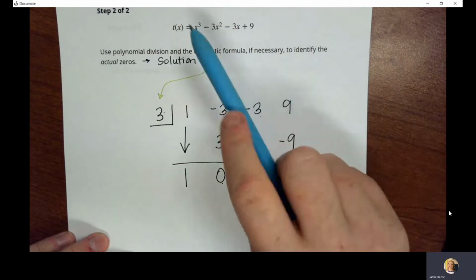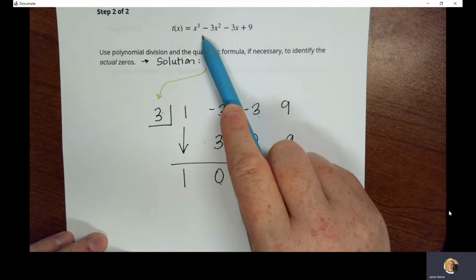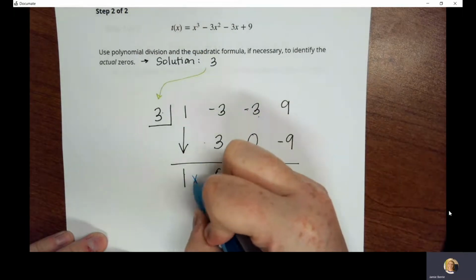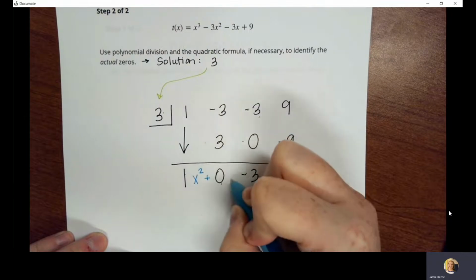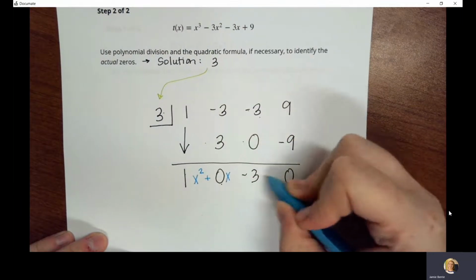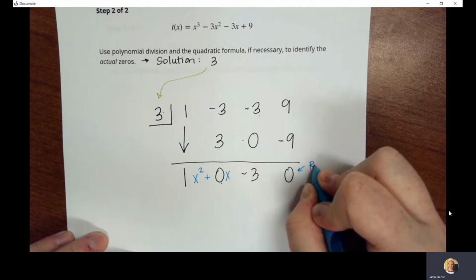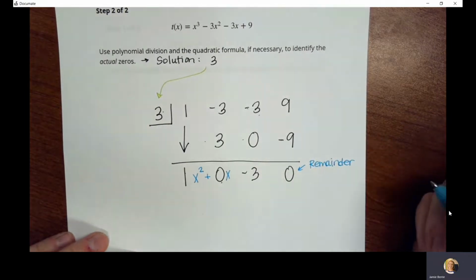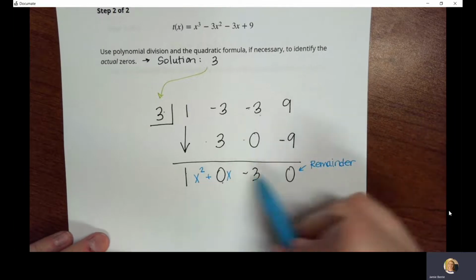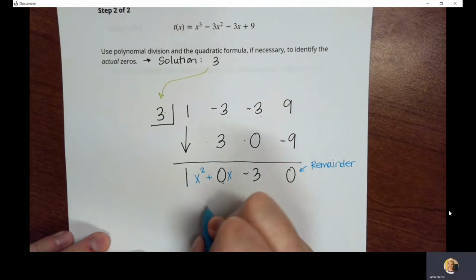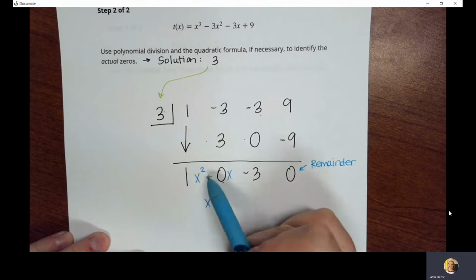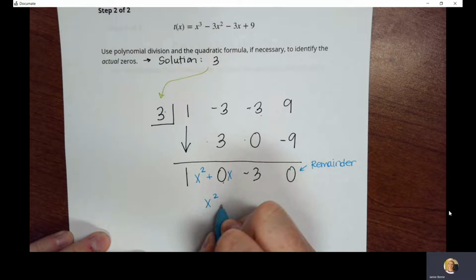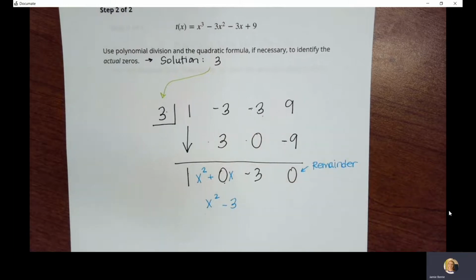We knew that our dividend was a degree 3. That tells us our quotient is going to be 1 degree less. That means degree 2. So that's going to be x squared plus 0 times x minus 3. Remainder is 0. All right, so we can simplify this. 1x squared, that's the same thing as x squared. 0x, that cancels out, that goes away. Then minus 3. All right, so that's our quotient.